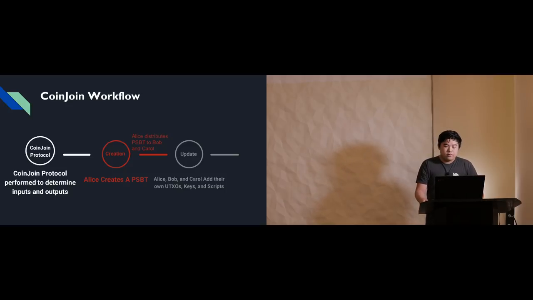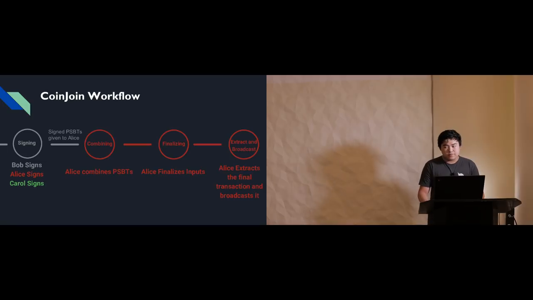And Alice, Bob, and Carol are all going to update their PSBT separately with their own UTXO information and their own key and script information. And then they're also going to sign it themselves. So in this example, Alice, Bob, and Carol don't actually see the input information from the other participants in this coin join. But using PSBT, if one of them has a hardware wallet or an offline signer, after they update the PSBT, they can take it to their offline signer, sign it there, and bring it back without having to enter any additional information.